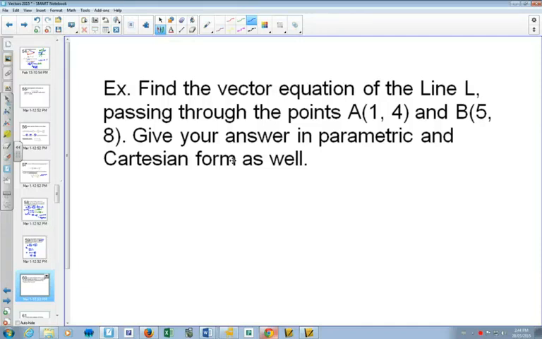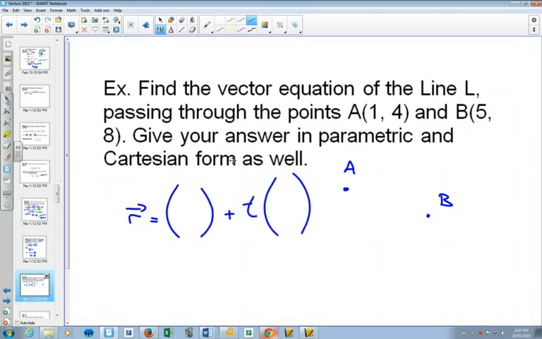So how does this question differ from the ones we had before? We just have 2 points. We don't have the direction. So we know A is here, B is over here, and those are 2 points on our graph. So as far as our vector equation goes, you need a point, then a parameter gets multiplied by the direction.